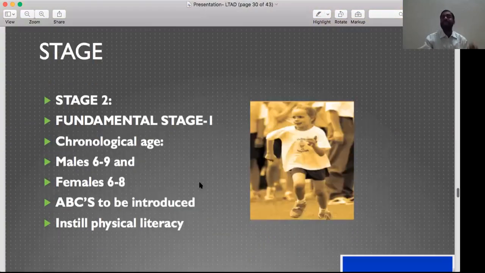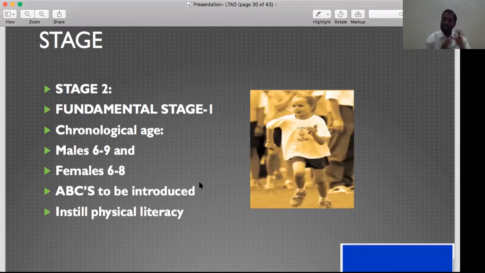Now stage 2 is fundamental stage 1. That starts around 6 to 9 in males, 6 to 8 in females. This is where ABCs, that means agility, balance, coordination, start to be introduced, and this is where the physical literacy program is instilled for the first time. Now this needs to be a minimum of 60 minutes per session, 3 to 4 sessions per week, for it to qualify as creating a good fundamental stage.